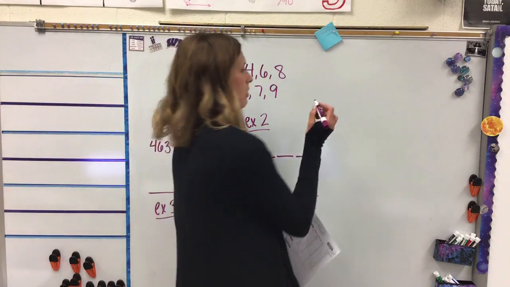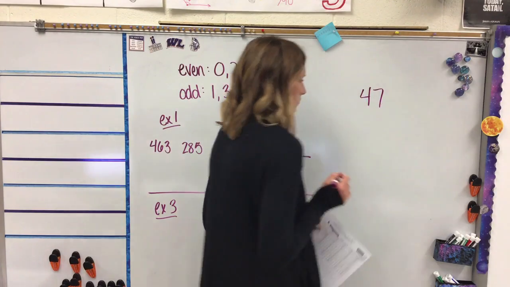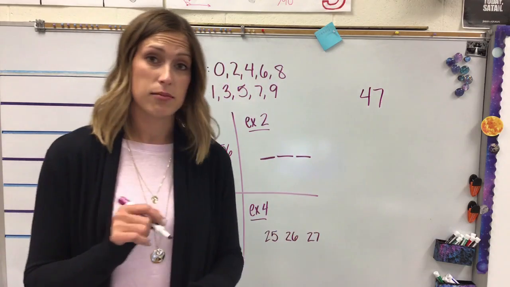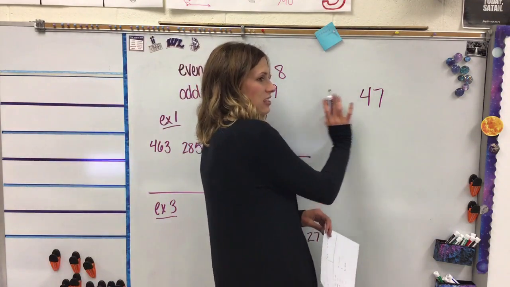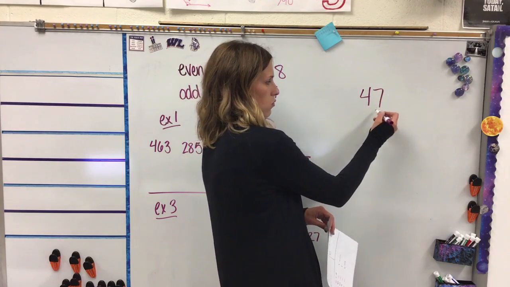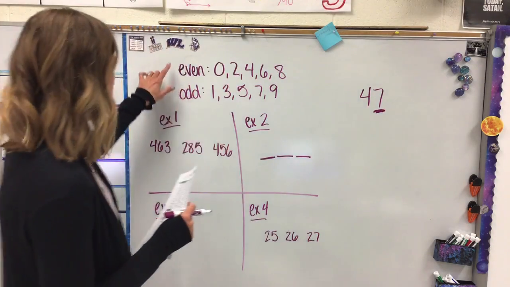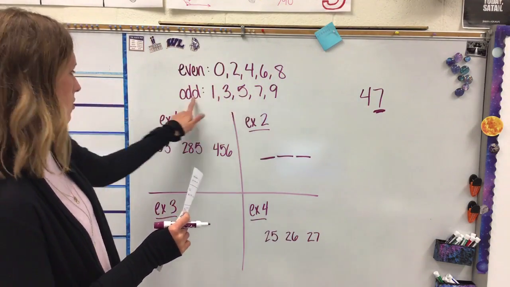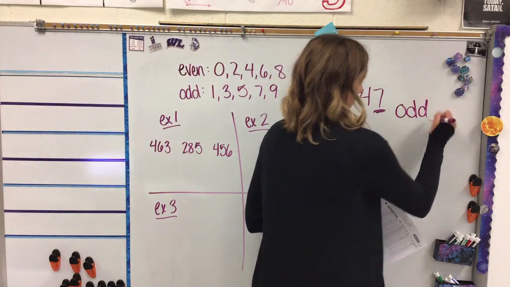Let's take a look at this number. Let's say we have this number 47. To determine if that number is even or odd, I'm going to look at the last digit. The last digit is the one in the ones place, so that would be the 7. 7, is that even or odd? Well, let's look. Oh, right here. Odd. So that means the whole number is odd.